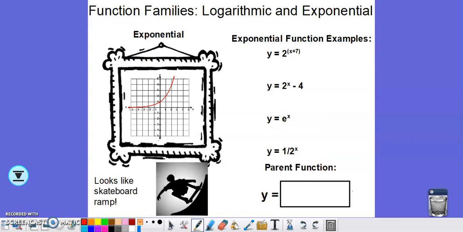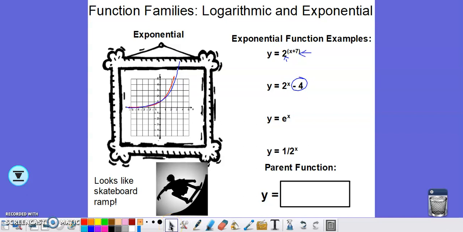Alright, next is exponential. So exponentials sweep up. Logs lay down, exponentials sweep up. They're inverse functions of each other. They reflect across the line y equals x. Here, we have a base, and we have a power. You can have something occurring on the outside with this shift up and down.